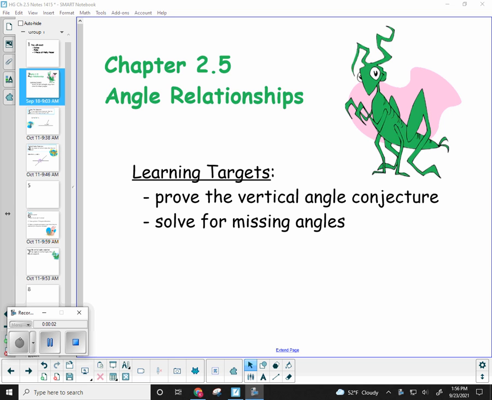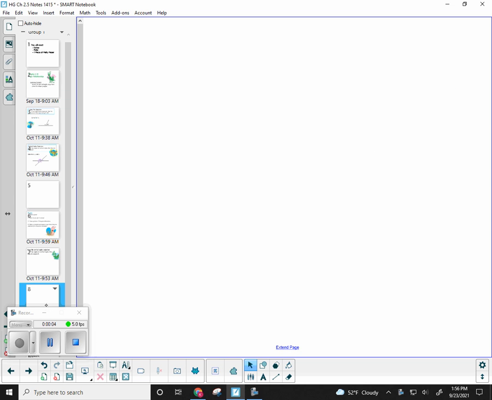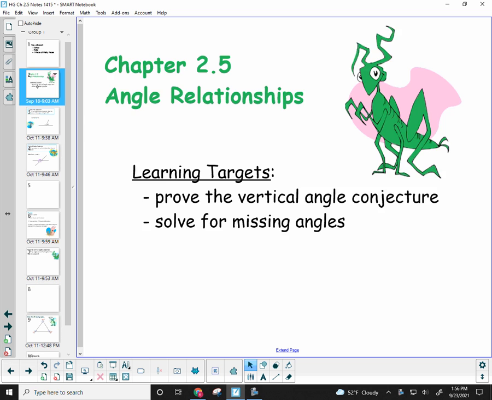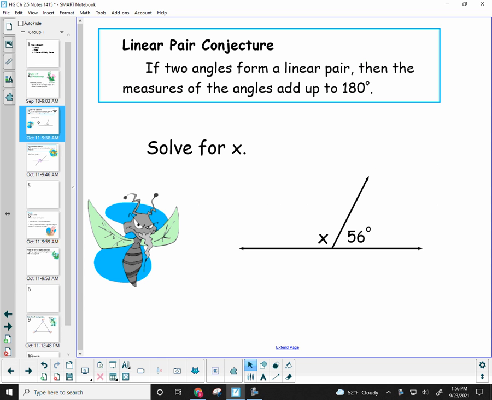All right, so we're going to look at vertical angles and linear pairs today. Here we go. The first thing we want to talk about is the linear pair conjecture.